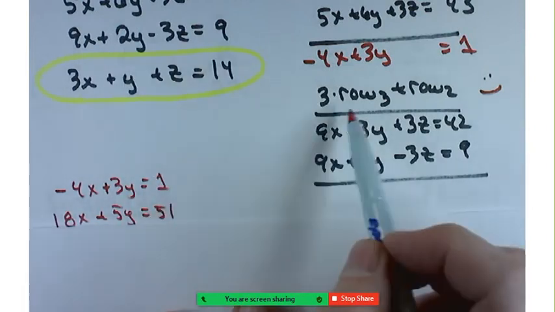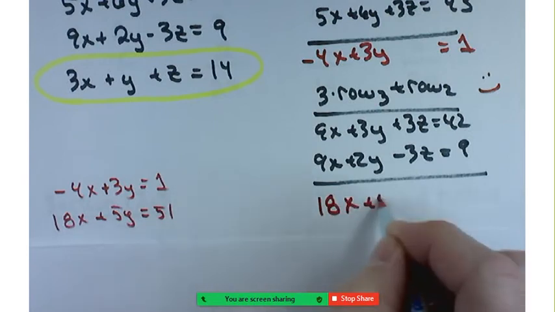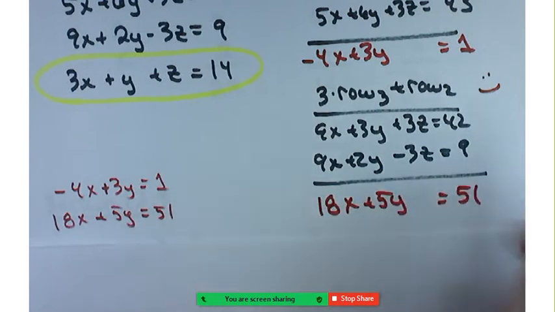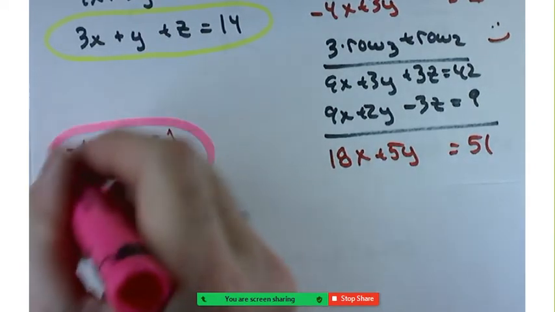When I multiply 3 times row 3 and add it to row 2, I end up with 18x plus 5y equals 51. Now there's a lot of different ways that you can solve this system of equations, but I'm going to be really cute about it. It's not something you can do as easily on the exam, but one way you can solve a system of equations like this is by graphing, right? What does it mean to solve a system of equations by graphing? Or what am I going to be looking for? Does anyone know? This is my little 2x2 system of equations.